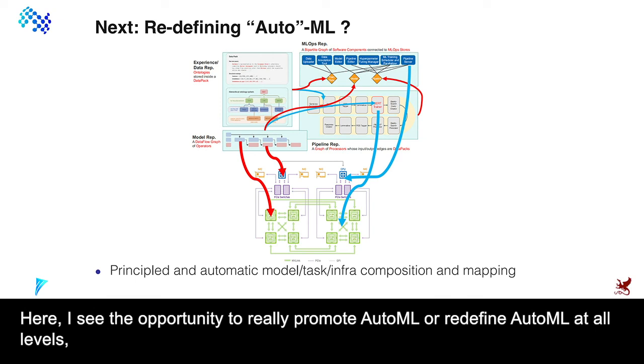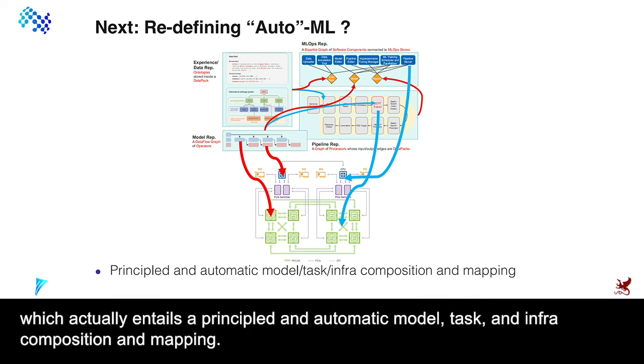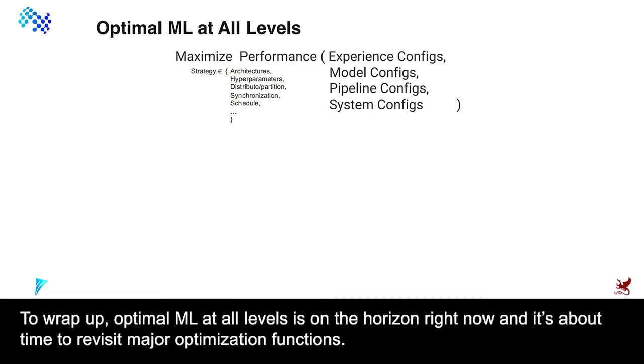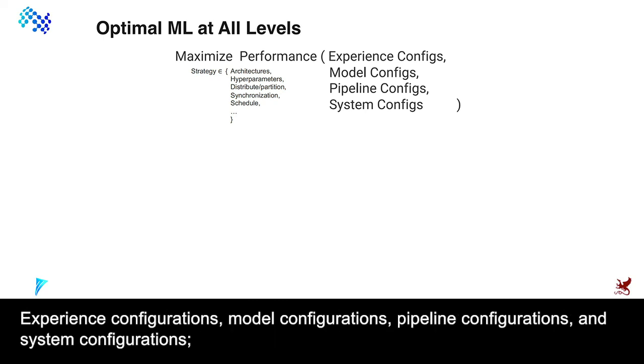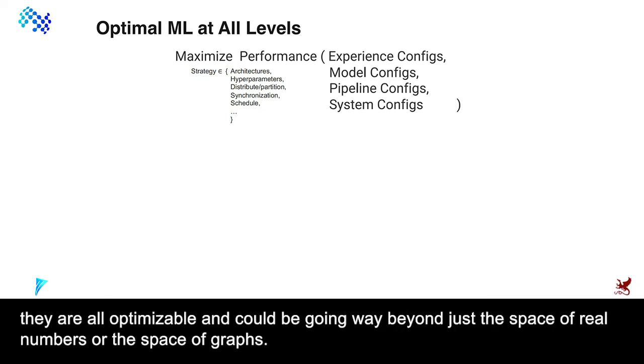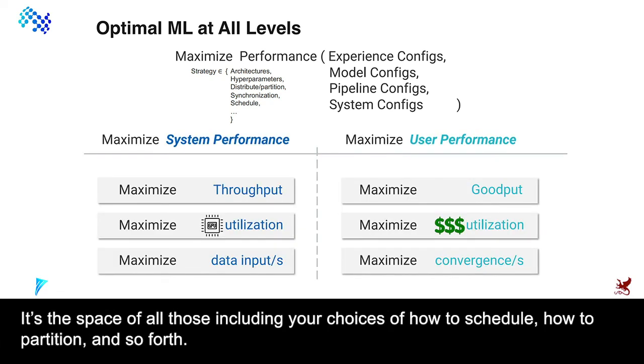Here, I see the opportunity to really promote AutoML or redefine AutoML at all levels, which actually entails a principled and automatic model, task, and infrastructure composition and mapping. To wrap up, optimal ML at all levels is on the horizon right now. And it is about revisiting major optimization functions, experience configurations, model configurations, pipeline configurations, system configurations. They are all optimizable. And they could go way beyond just the space of real numbers, the space of graphs. It's the space of all this, including your choices of how to schedule, how to partition, and so forth.